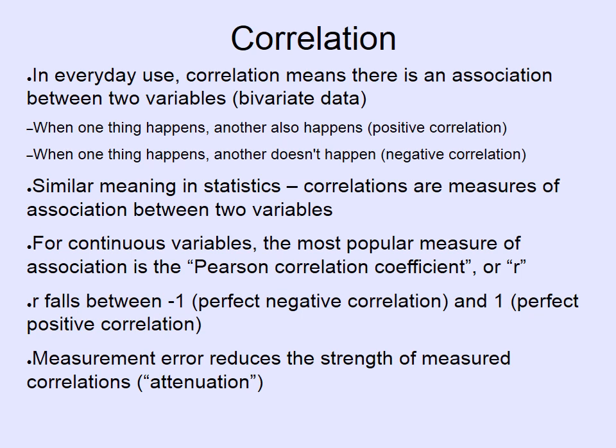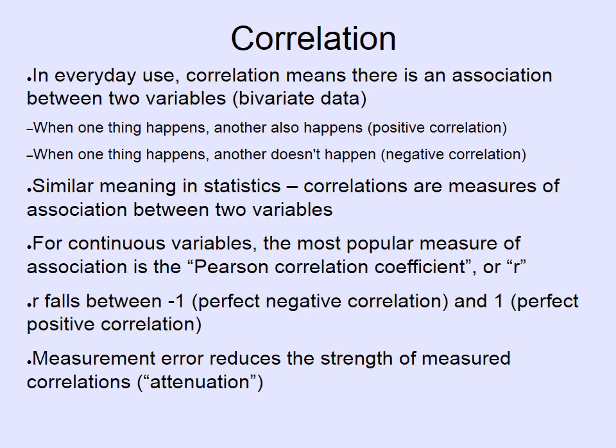Okay, correlation does mean association in everyday use, and that's really the same thing in statistics. But instead of when one thing happens, another happens, for a positive correlation we're going to see that as one variable goes up, the other variable goes up, or they both go down together. On the other hand, we'll see negative correlations, and that's not going to be when one thing happens, another doesn't. We're going to see one variable going up while the other one goes down.